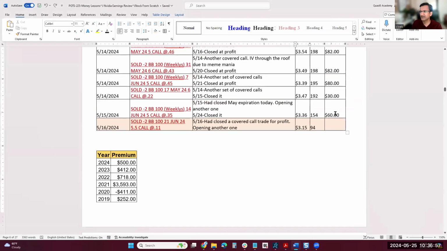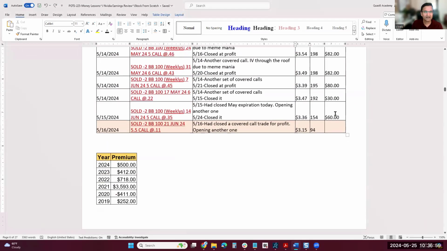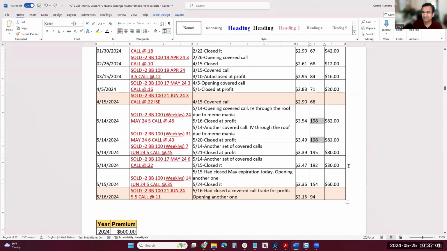All right, so I thought I'll share this example, especially around a high IV. Scale in when there's a high IV.